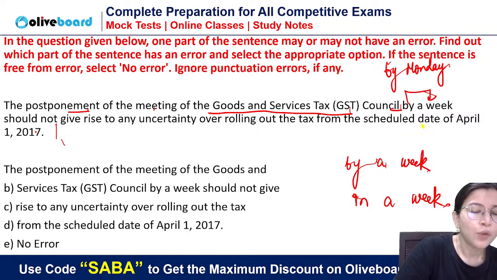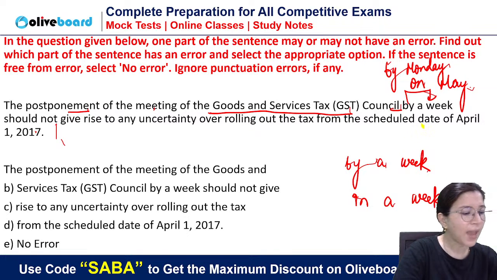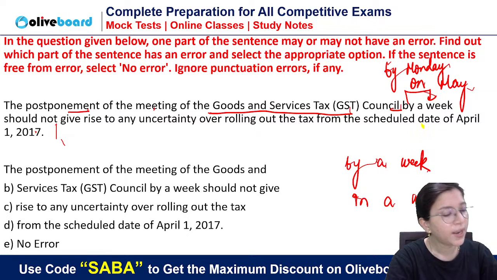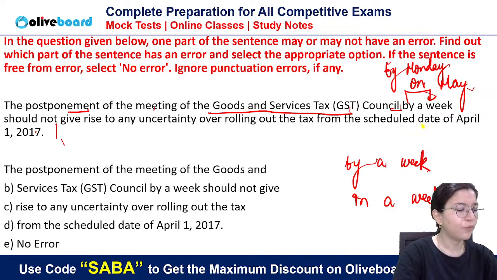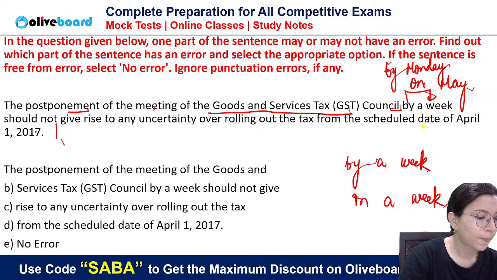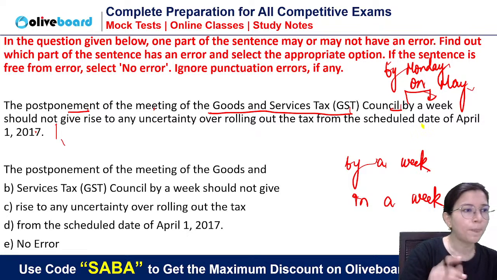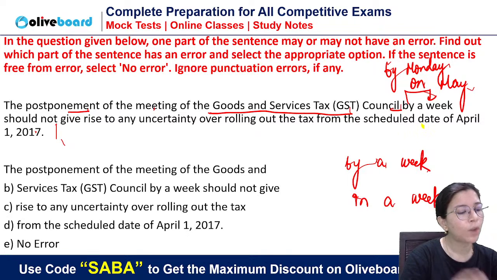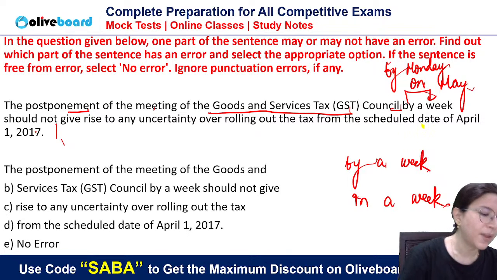First of all tell me, we can say by Monday also and we can say on Monday. If I say I will complete this topic by Monday and I will complete this topic on Monday, which one is correct? Tell me. Both can make sense. टेंस का है, बाय मंडे मतलब मंडे के पहले मैं खत्म कर दूंगी, ऑन मंडे मतलब मंडे को ही खत्म करूंगी.